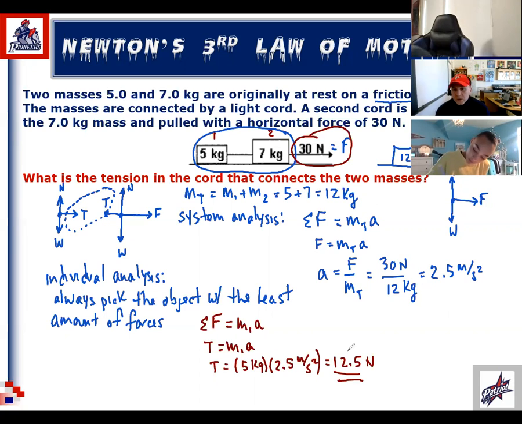Set the force equal to the total mass times A so I can find the acceleration of the system. And then go to the individual objects, pick the one that has the least amount of forces, and solve for that tension force or the contact force, depending on what it is. Any questions before I go to the next slide? Clear the drawing.